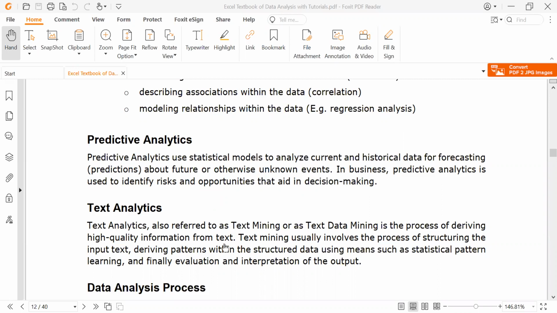Then text analytics, also referred to as text mining or text data mining, is a process of deriving high quality information from text.